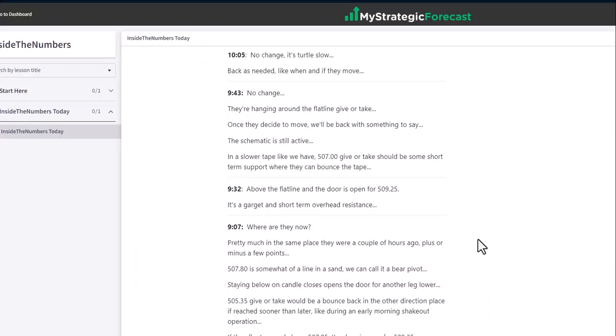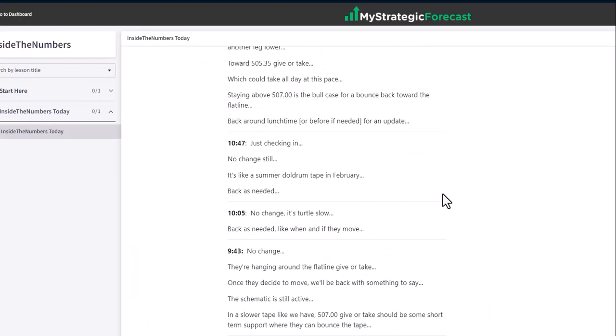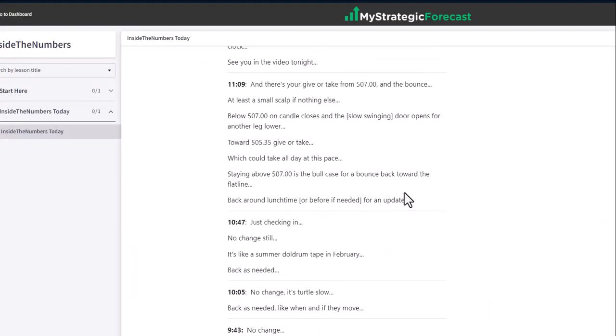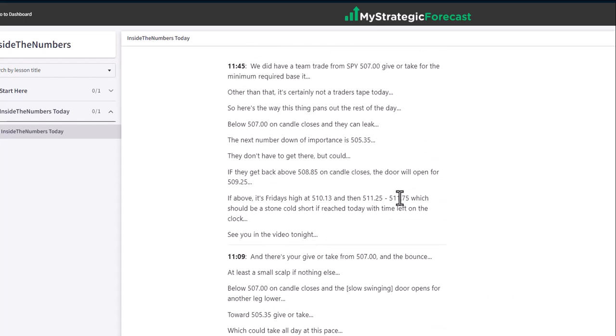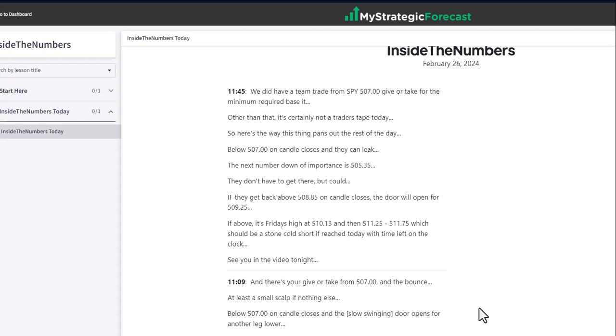What I urge you to do is pause the video, read the notes, go back to the chart to double check the work. Staying above 507 is the bull case for a bounce back toward the flat line. They did that. They bounced back toward the flat line. Again, pause them, read them, double check the work. Provided the entire afternoon schematic, and the market just floated around, kind of leaked around for the remainder of the day. Nothing doing this Monday.